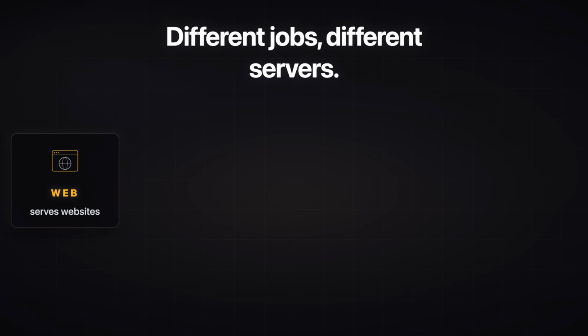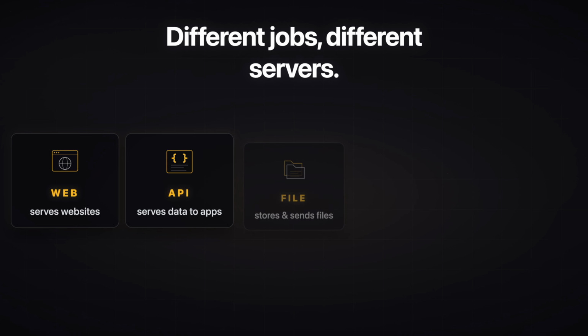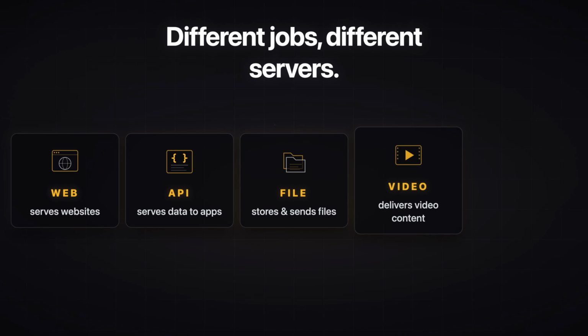Different servers do different jobs. A web server provides websites. An API server provides data to apps and front ends. A file server stores and sends files. A video server helps deliver video content. A database server stores and retrieves structured data. So server is a general concept. The exact job depends on what software is running.